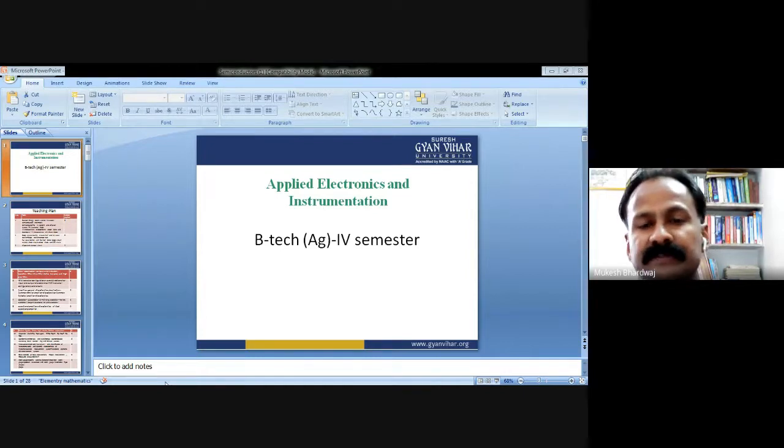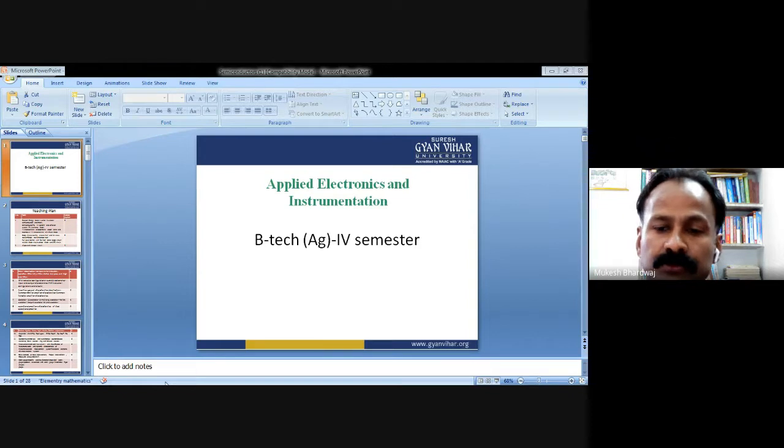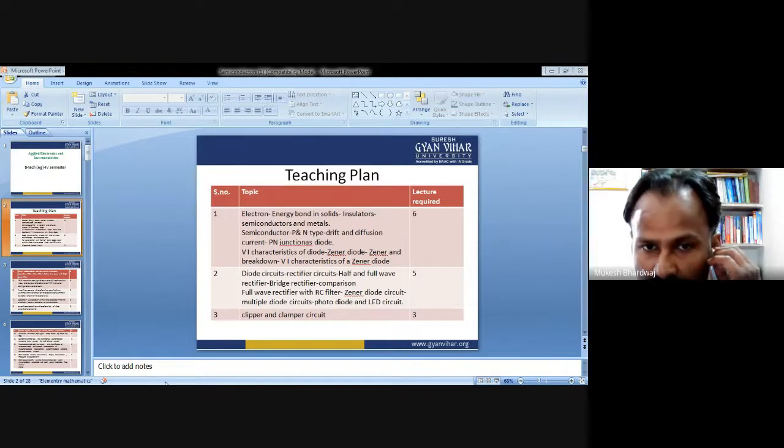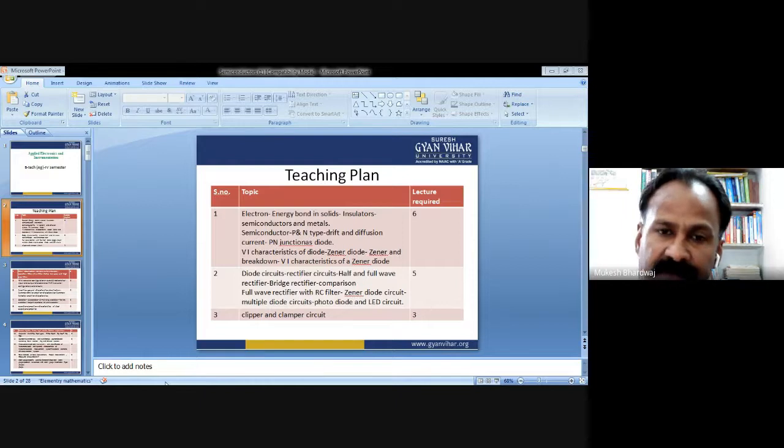Today we are going to start with the subject Applied Electronics and Instrumentation in BTech Agriculture 4th semester. So this is the teaching plan, that is the curriculum or the topics which we are going to cover in this particular subject. As from the name, it is Applied Electronics and Instrumentation. Every topic is concerned with electronics, instrumentation and control systems.